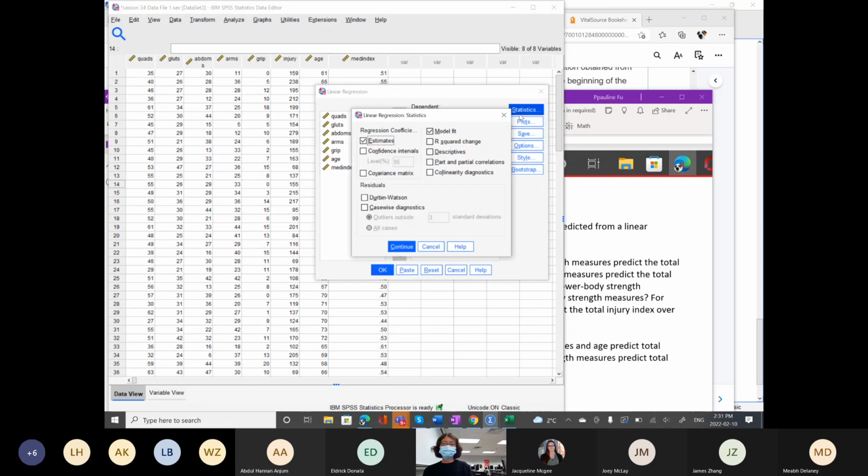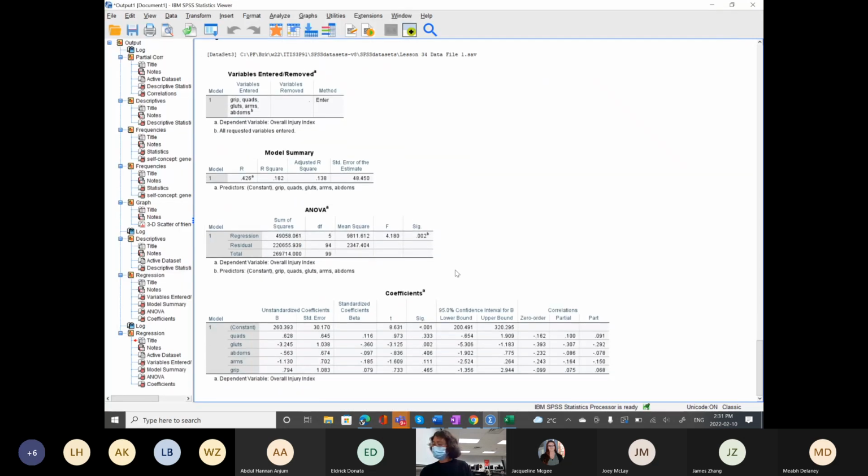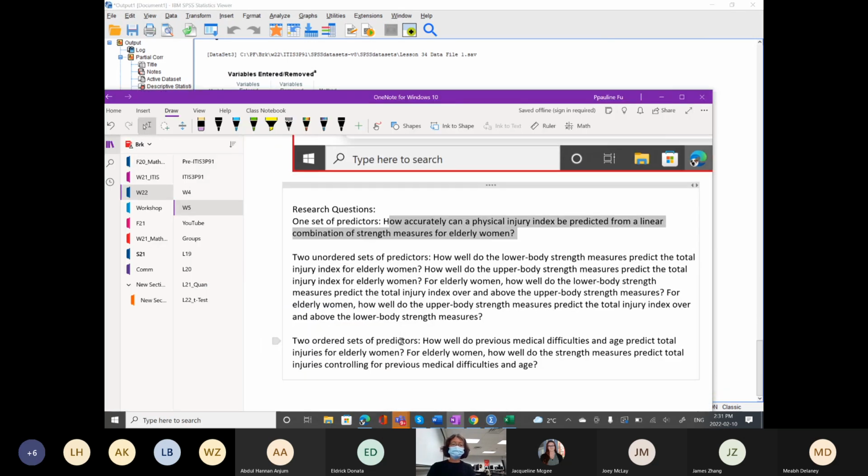And then click Statistics. Make sure Estimates is selected, and Model fit, and usually we also need a confidence interval. For this one, we also need Part and partial correlations. And click Continue, and then click the OK button. So those are the outputs. I'm going to copy them to OneNote, then we analyze.